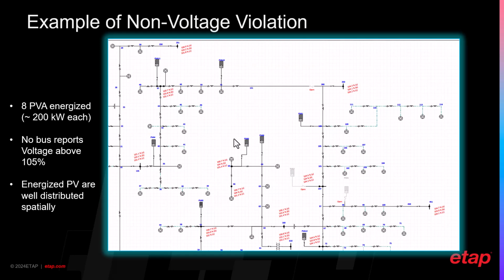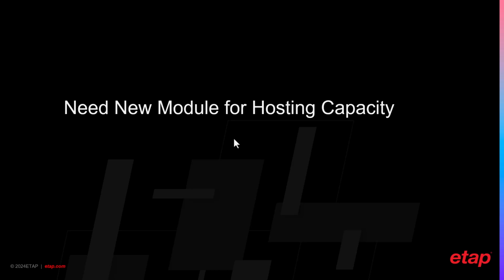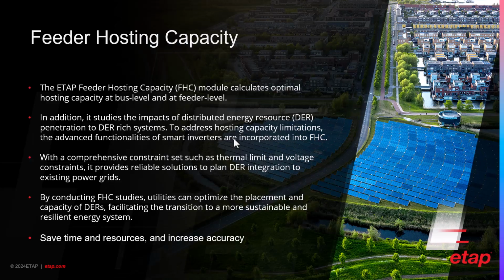Now, to go about identifying this combination manually is going to be a little difficult. And this brings me to ETAP feeder hosting capacity. This module will help you do it automatically without having to model it for every single bus or every single situation and scenario that you want. So to give you an overview, ETAP feeder hosting capacity calculates optimal bus hosting capacity at a bus level and at a feeder level.